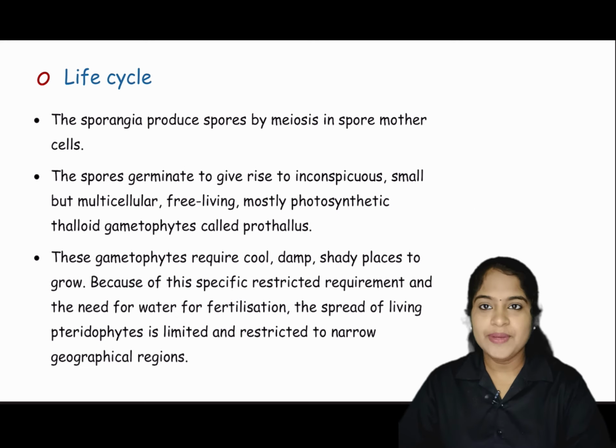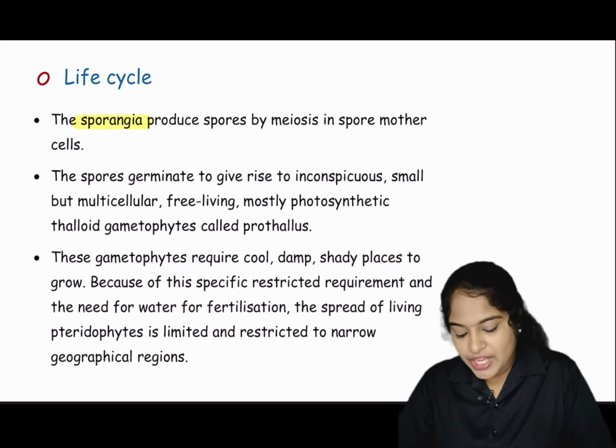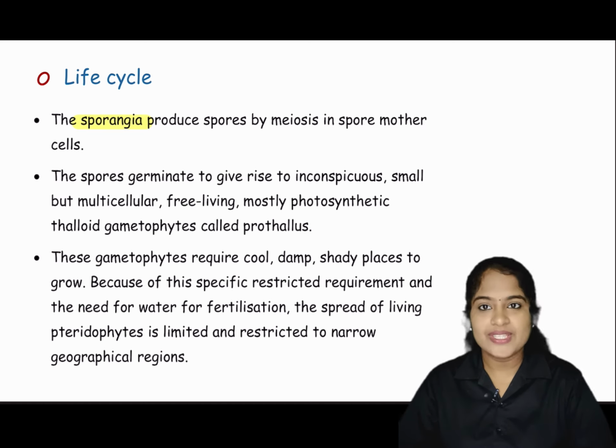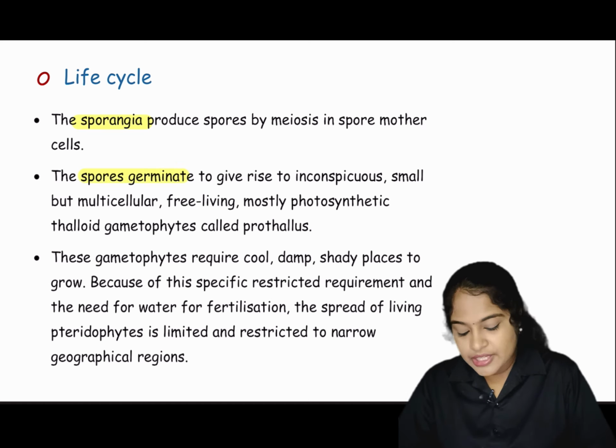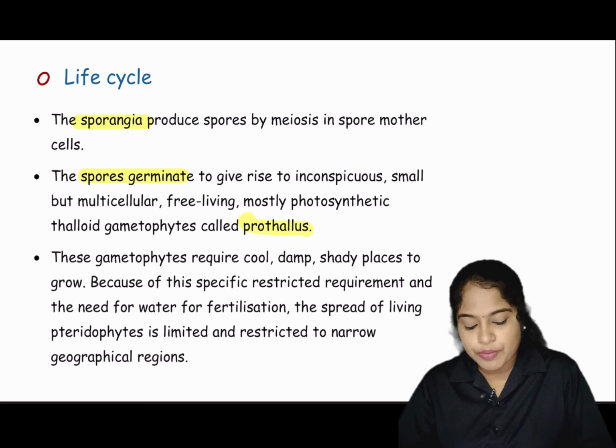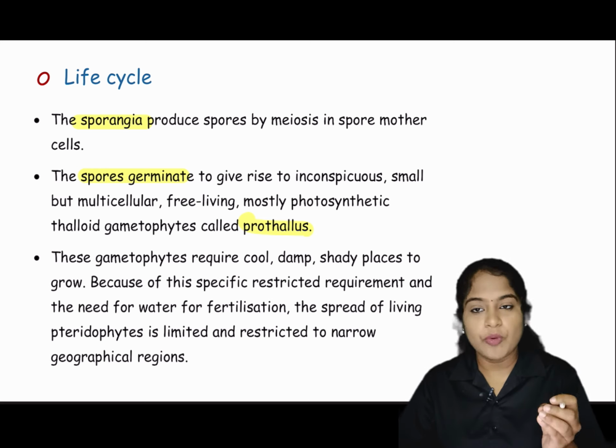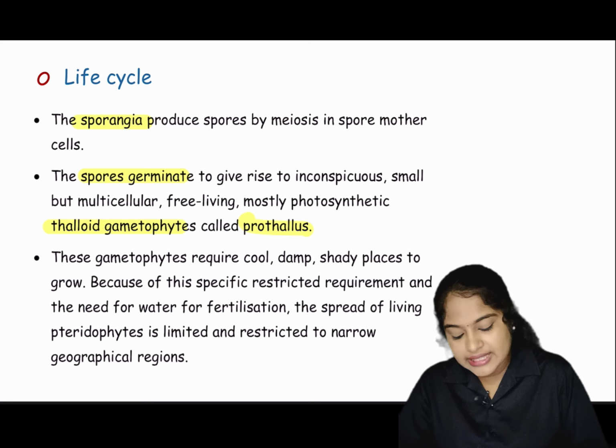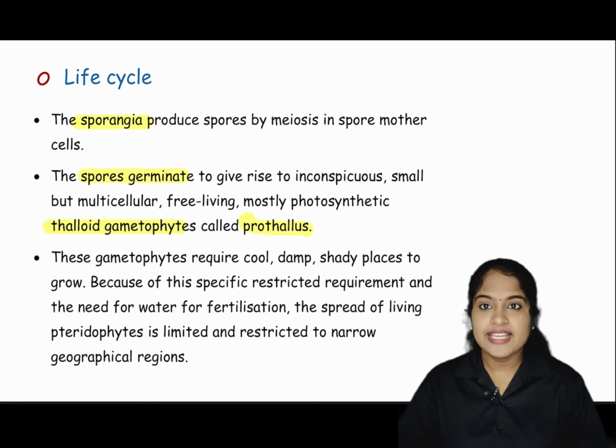Now let us move on to the life cycle of pteridophytes. Sporangia produce spores by meiosis in the spore mother cells. The spores will germinate to give rise to a prothallus, and this prothallus is small but it is a multicellular, free-living, photosynthetic and thalloid gametophyte. These gametophytes require cool, damp, shady places to grow because they require water for fertilization. And the growth of pteridophytes is restricted to a very small geographical area because of their specific restricted requirements.